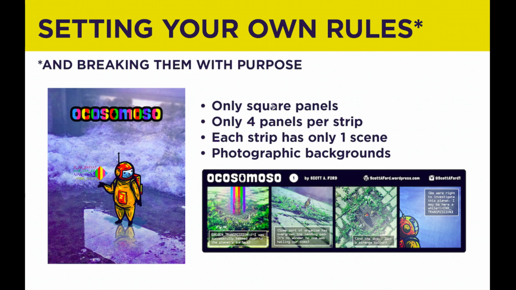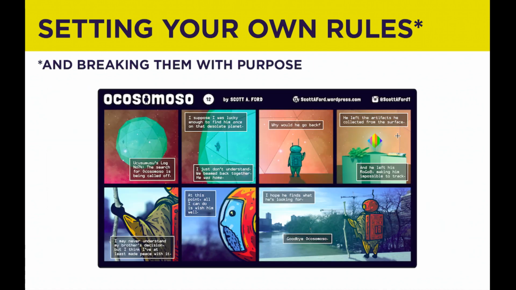But decisions like only square panels, only 4 panels per strip, that was something that I decided on my own. One week I could have done 5 slightly narrower panels or 3 slightly wider panels that still fit within the same space. But I felt it suited the overall story better and was less distracting, kept things consistent, to just always keep these 4 square panels for every strip. However, getting into breaking your rules with purpose, I did break this rule on the last issue.